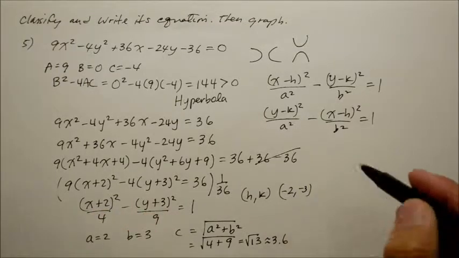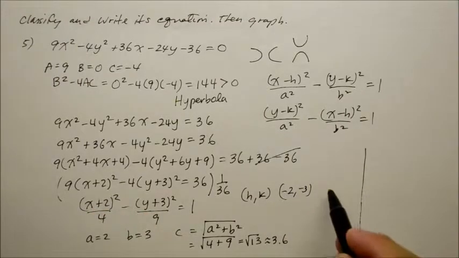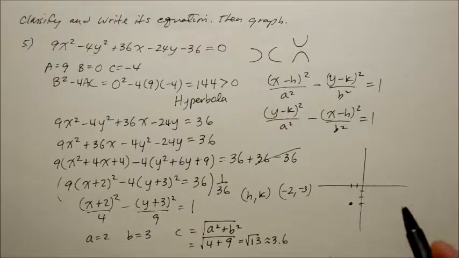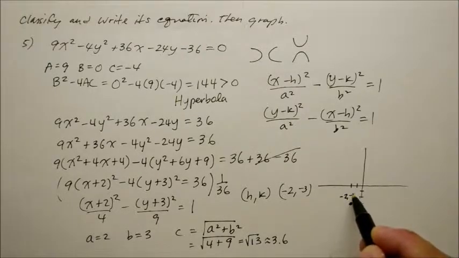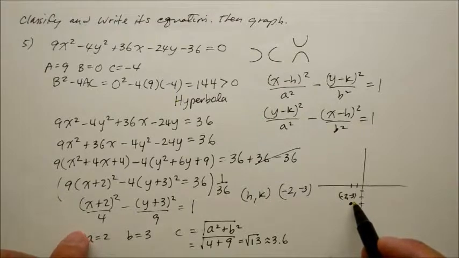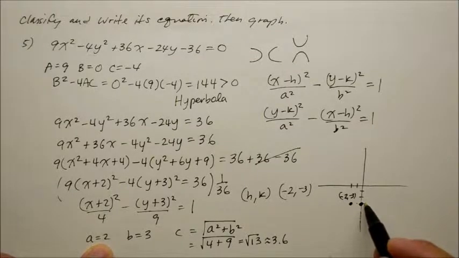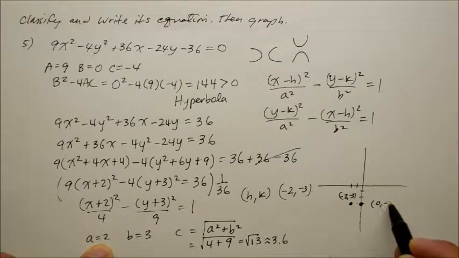We could graph. So 1, 2, 1, 2, 3. Here's the new point at negative 2 and negative 3. The vertices are 2 units away from the midpoint. So 1, 2, right there. What's the coordinate for that? It is 0 and negative 3.